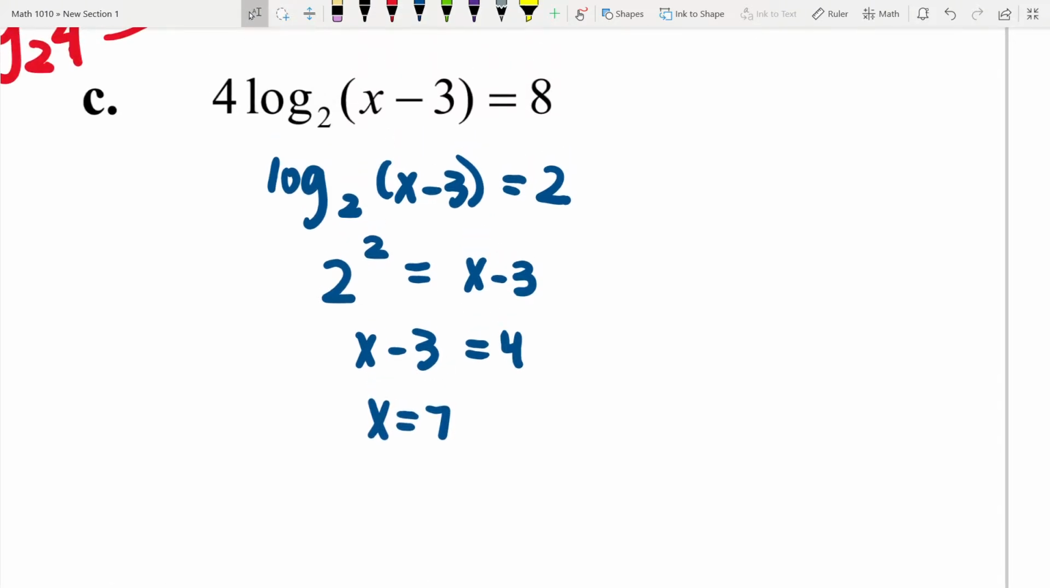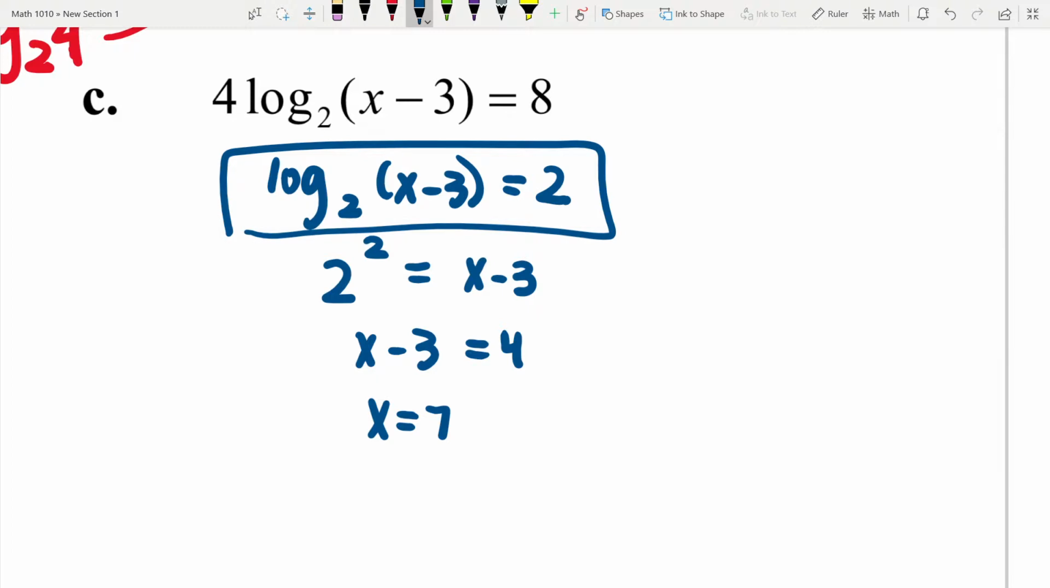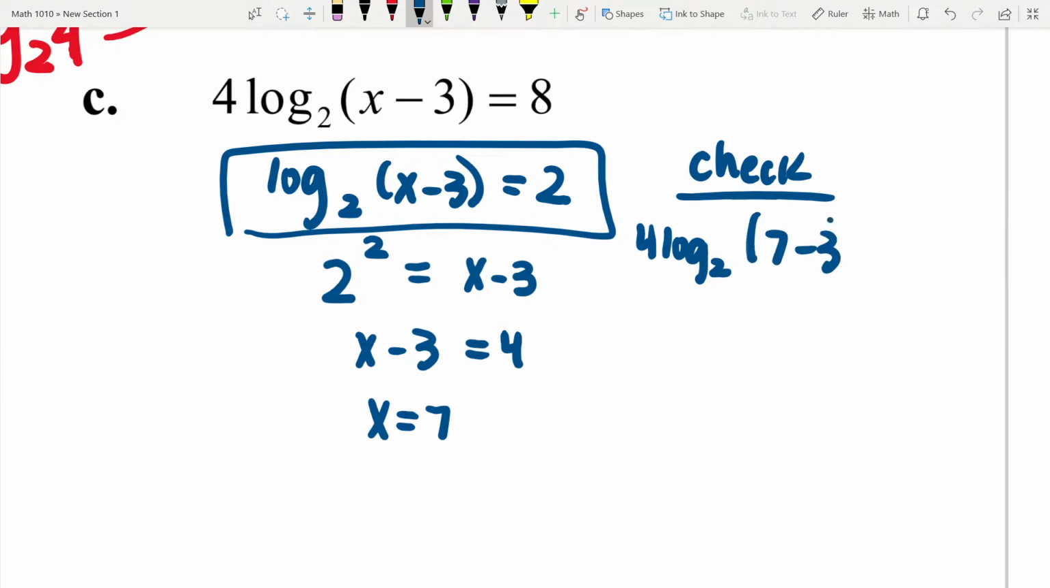Am I done? Yes or no? No. Do I check from this step right here? No. You always check from the beginning, right? Everybody write down the word check. And then I want you to write 4 log 2, 7 minus 3 equals 8. See the equals 8? Leave it alone.